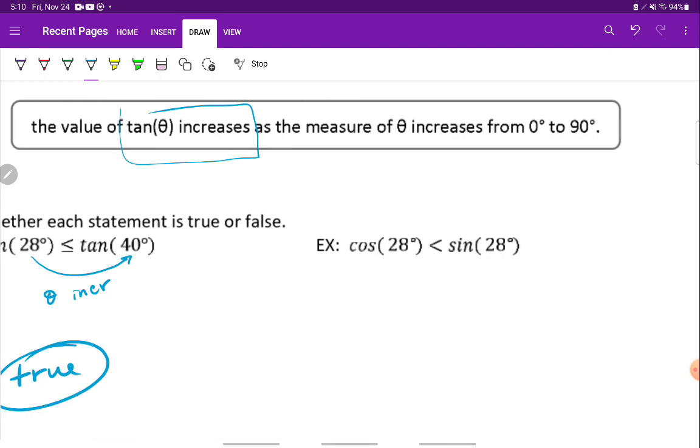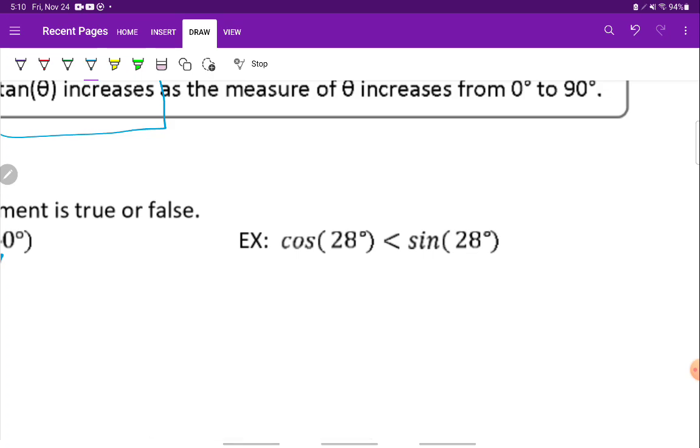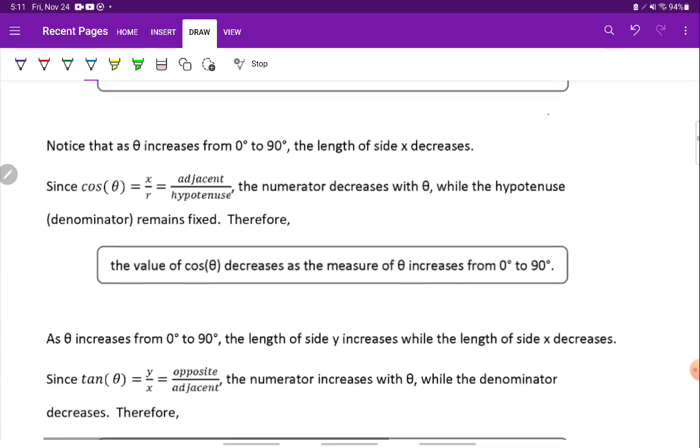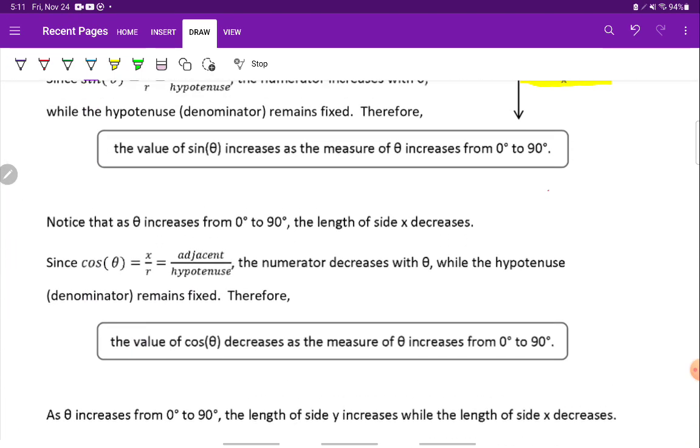Our next inequality says cosine of 28 degrees is less than sine of 28 degrees. Well, it can be difficult to compare two different trig functions, so I would rewrite either sine in terms of cosine or cosine in terms of sine using our co-function identities, and then we can compare the same trig function, because nothing in these boxes up here says something about sine and cosine at the same time.